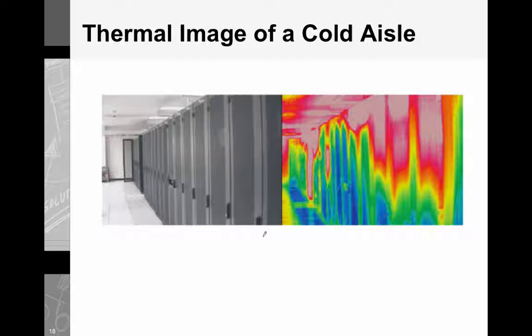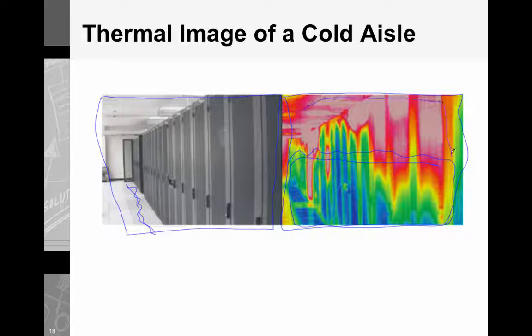Here's a thermal image of a cold aisle. I have an image over here, and then I have another image over here. It's the same picture, except one is a thermal image. These are perforated floors over here, which leads me to believe that it's a cold aisle. As you can see, the thermal image indicates that it's pretty cool at the bottom and pretty hot at the top. As you go up, it's getting hotter. That's the thermal image of a cold aisle.